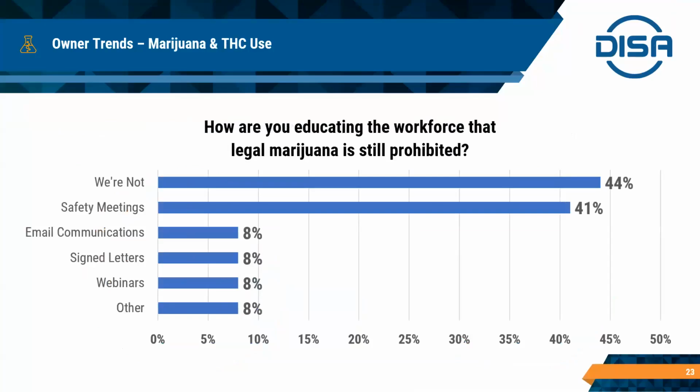We asked, how are you educating the workforce that legal marijuana is still prohibited? And you can see there, a staggering 44% said we are not. Now, the rest are addressing it via safety meetings or traditional methods like email and letters going out to their workforce. But again, legal marijuana is prohibited, and 44% of the survey respondents are not having that discussion at all.